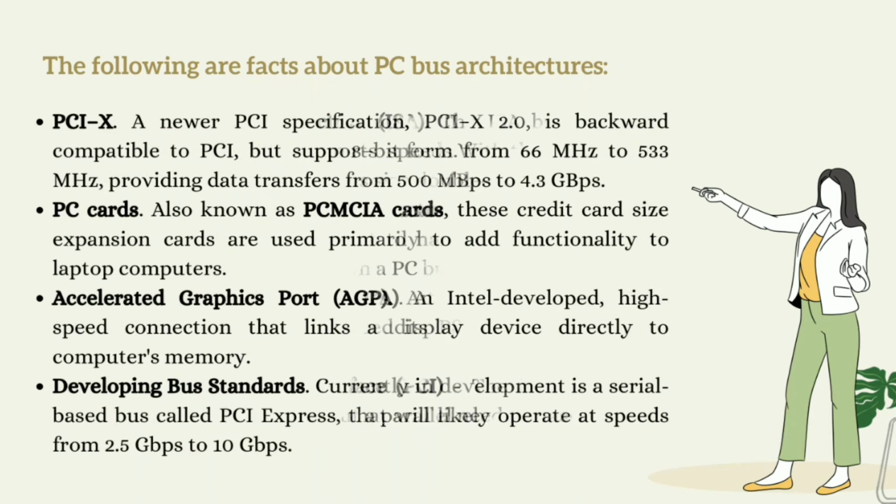So the next one is PCI-X, a newer PCI specification. PCI-X 2.0 is backward compatible with PCI, but supports speeds from 66 MHz to 533 MHz, providing data transfers from 500 Mbps to 4.3 Gbps.